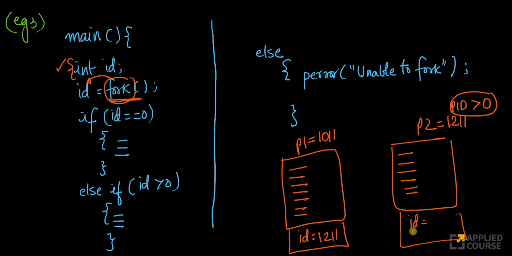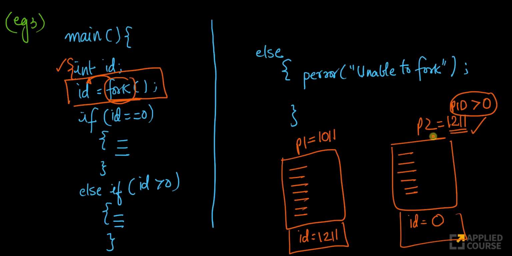While in the child, what happens to the ID? The ID in the child is equal to 0. Very important. What did we do? We wrote ID equals fork. So fork returns to the parent process the ID of the child process created. Again, think of it like a unique identifier. Every process is identified using this ID.